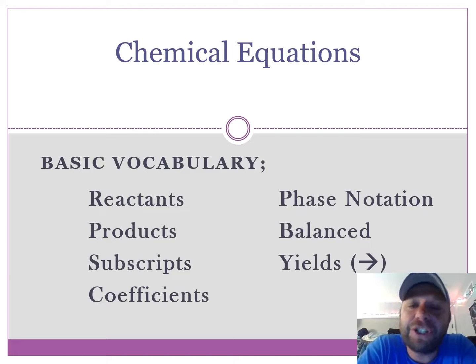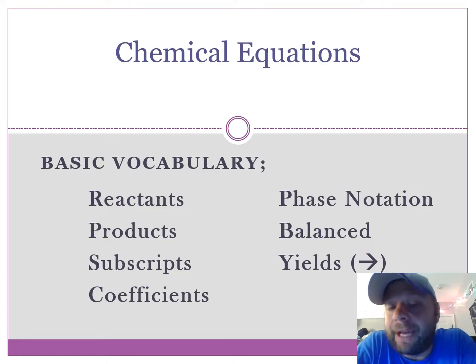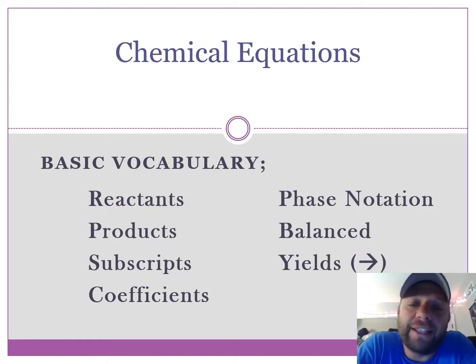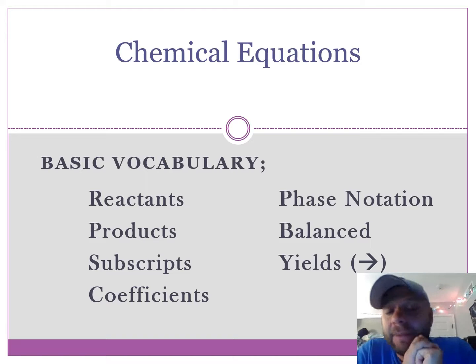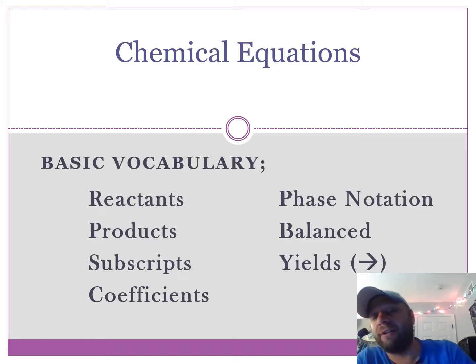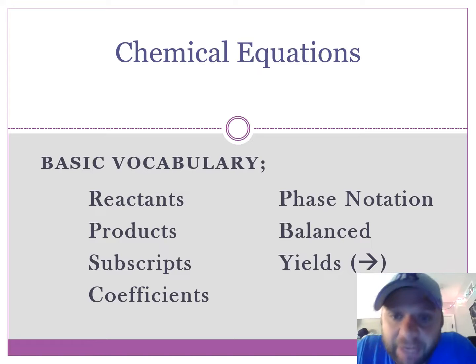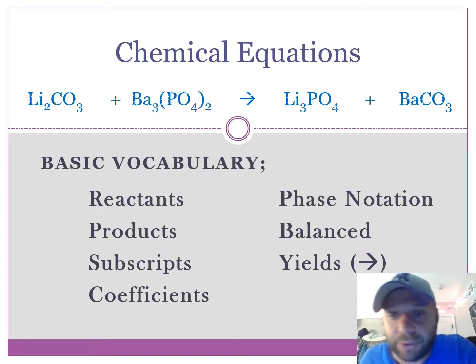They're correctly called coefficients. Phase notation, I've left this out for now, we might jump into it next week, is when you know what phase of matter your reactants and products are in. You just see a little parentheses, and it would be G for gas, S for solid, and AQ for aqueous, or dissolved in water, or L for liquid, although that's pretty rare. Balanced, of course, we know what that means. And some teachers would say the reactants yield the products. I don't use that term much, but just in case you hear it in the future.